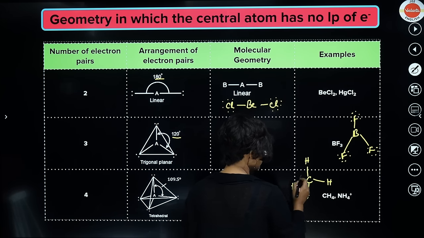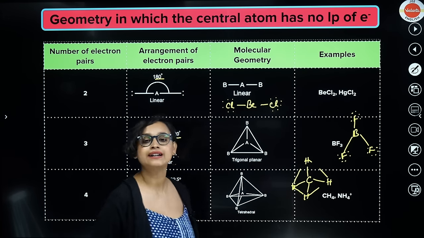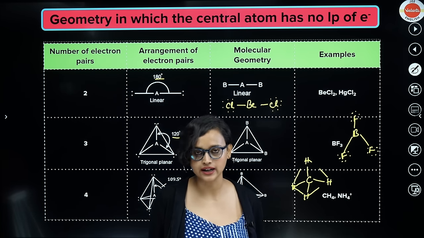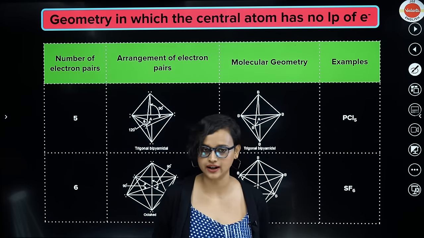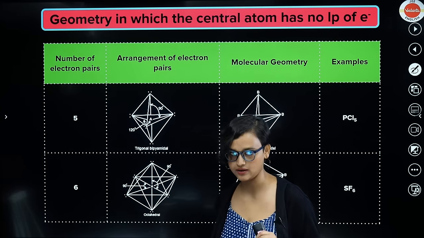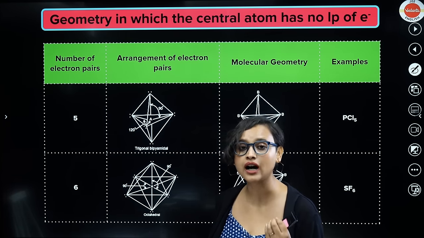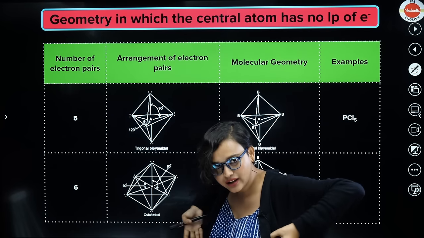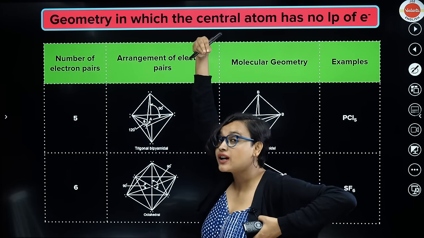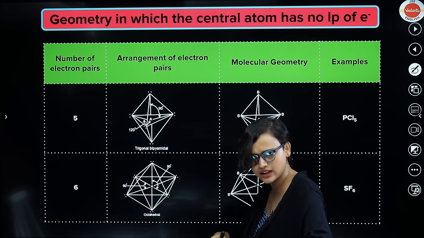So when you draw a line like this, you will find that this is like a tetrahedral. CH4 is tetrahedral, NH4 plus is also tetrahedral. Now you have 5 electron pairs. Now your shape becomes trigonal bipyramidal. That means in the plane you have a trigonal, and one pyramid on the top, one pyramid at the bottom. So trigonal bipyramid, okay, imagine it.